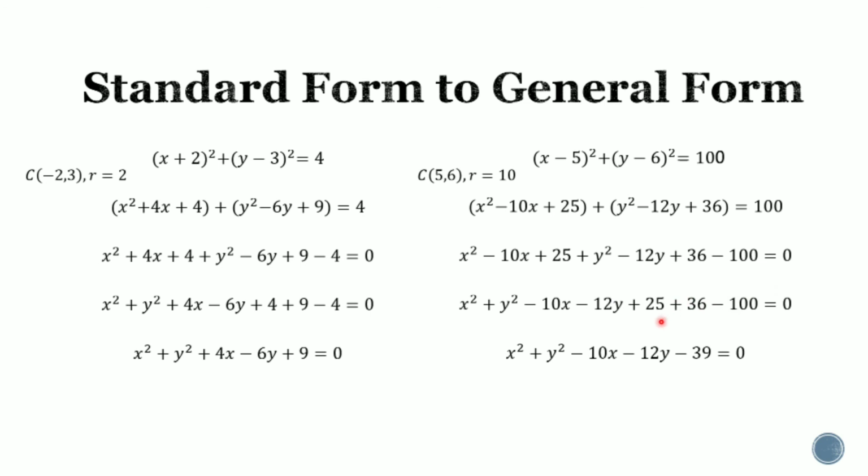So 25 plus 36, that would be 61. And 61 minus 100, that will be negative 39. So this will be our general form, which is x squared plus y squared minus 10x minus 12y minus 39 equals 0.